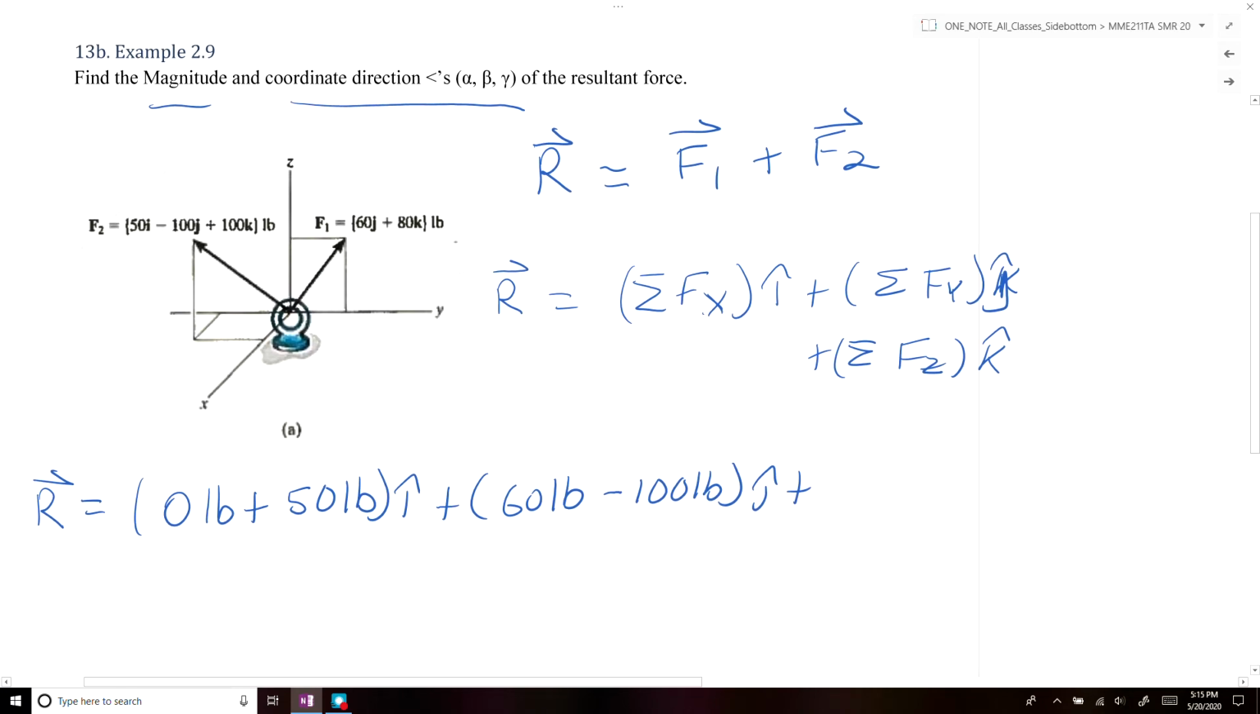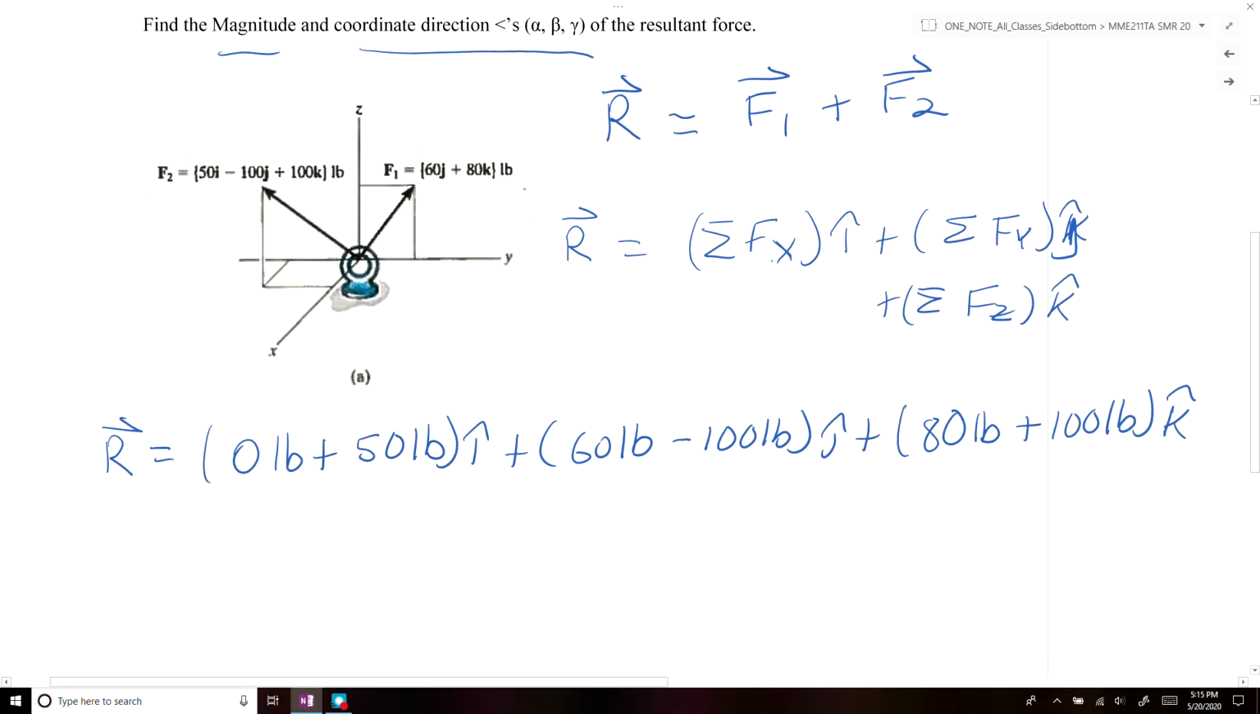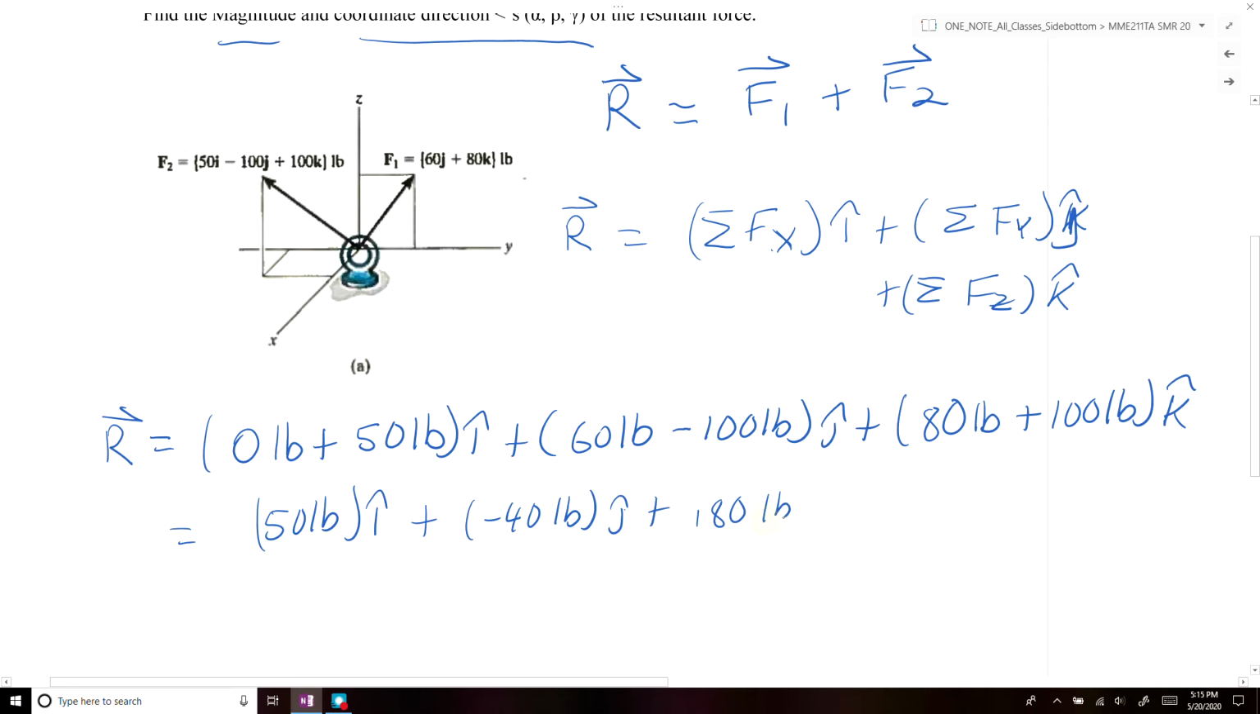Alright, and then the last step is to add the z components of both of our forces. Force 1's z component is equal to 80 pounds, and force 2's z component is equal to 100 pounds, and they're both positive. So if we do all the algebra, our resultant force is equal to 50 pounds in the x direction, minus 40 pounds in the y direction, and 180 pounds in the z direction.